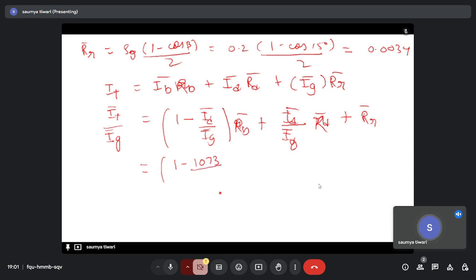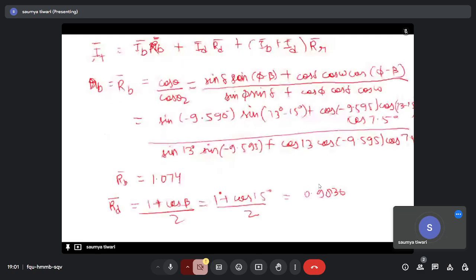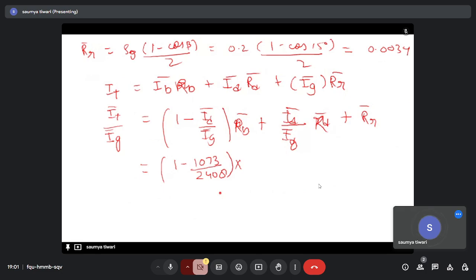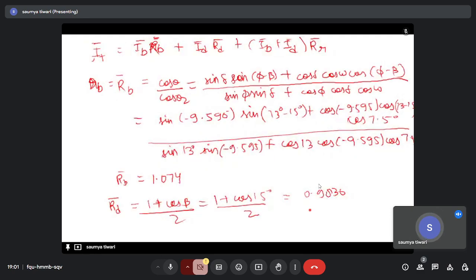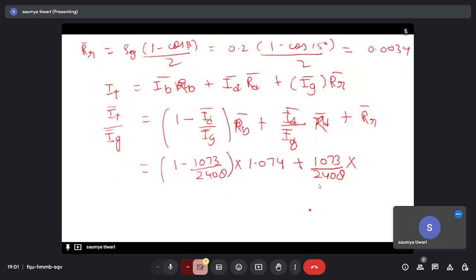1073 was the diffused and global value was 2408. Okay, and into RB 1.074. Okay, 1.074 plus 1073 upon 2408 into this value, which is 0.9830. So 0.9830 plus your 0.0034 is your RR bar value.